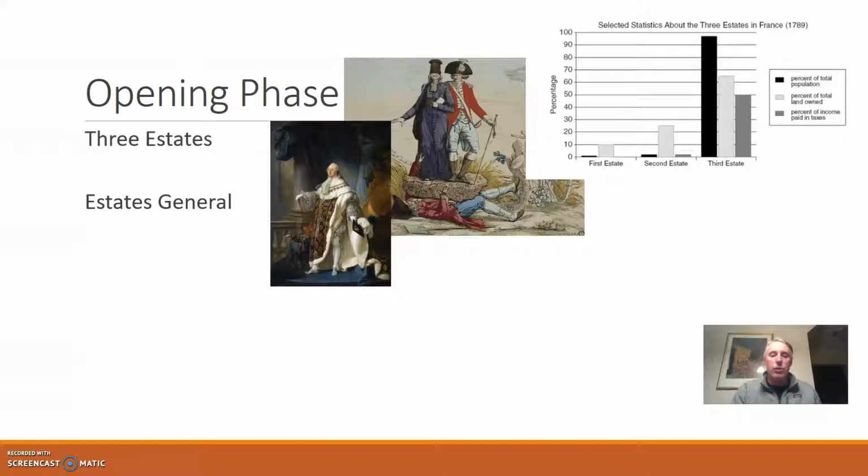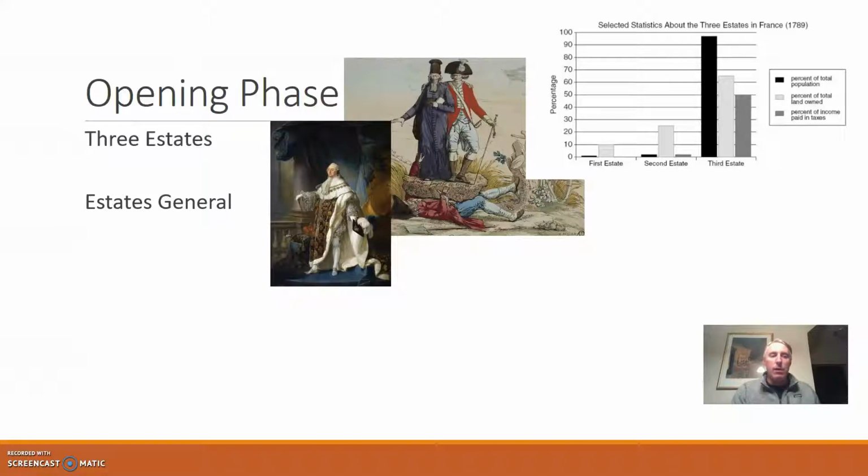So he decides to call the Estates General together. Now, the Estates General was a meeting of the 3 estates. Even though the 3rd estate vastly outnumbered the other 2 in terms of population, as you can see by the chart again, they still only got 1 vote, right? It was 1 vote per estate. So they were always outvoted by the 1st and 2nd.